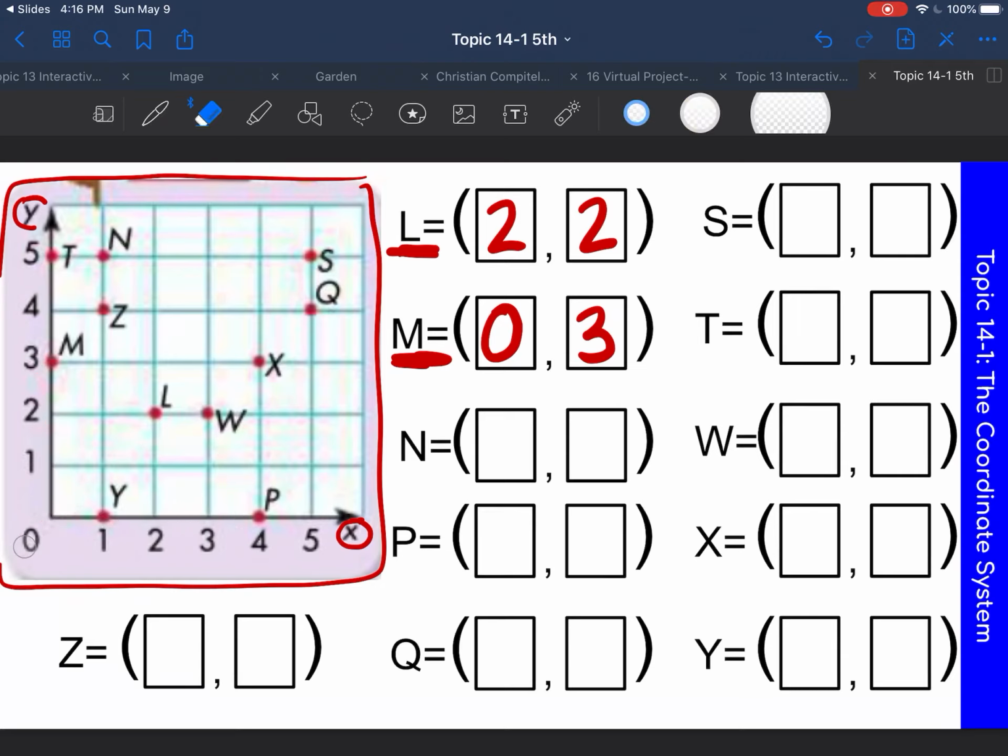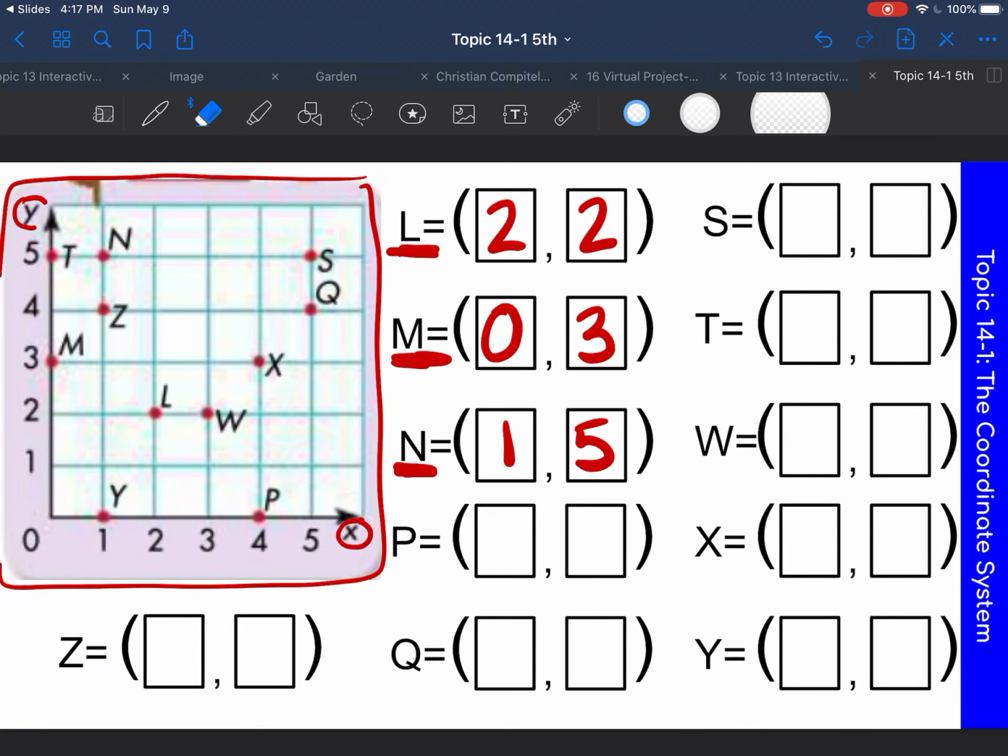All right, so let's look at the next one, N. Okay, we start at 0. We go how many spaces over to get to N on the x-axis? We go over 1. How many spaces up do we go to get to N on the y? Well, we go up 5 on the y-axis. So the ordered pair would be 1, 5.